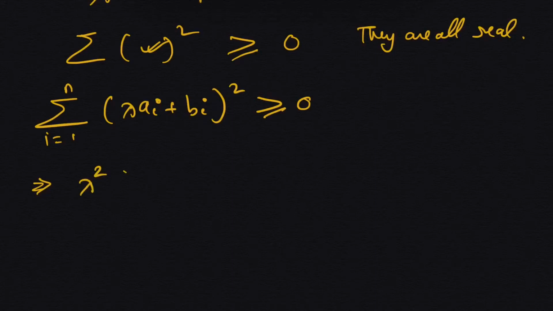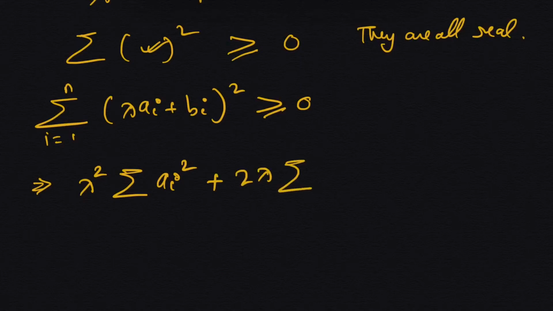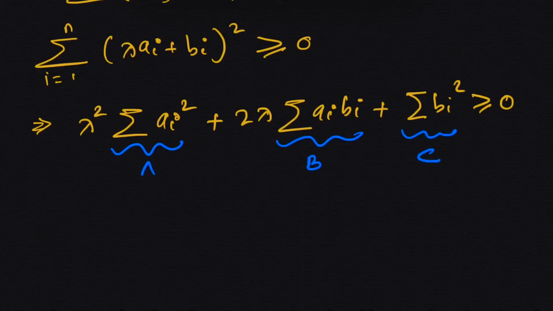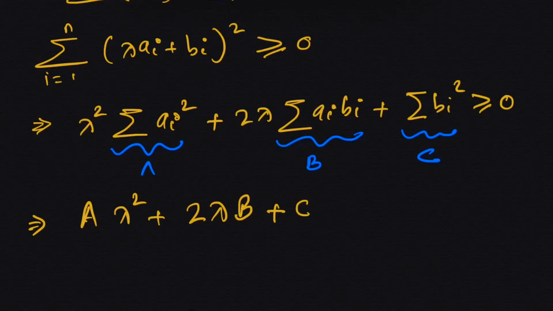It becomes lambda square into summation ai square. I am not writing the i equal to 1 to n part, but it is there. So ai square plus 2 lambda summation ai bi plus summation bi square greater than equal to 0. I'll denote this part with a different color. This part I am writing as A, this part as B, and this part as C. So the whole equation becomes A lambda square plus 2 lambda B plus C greater than equal to 0.